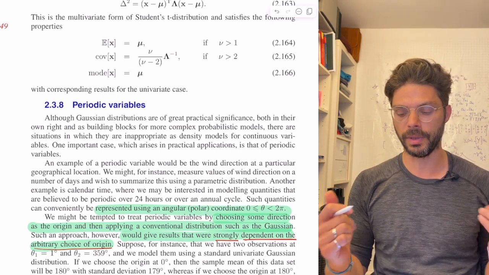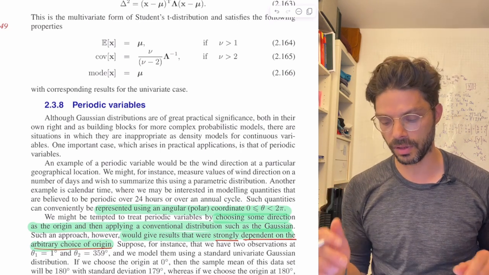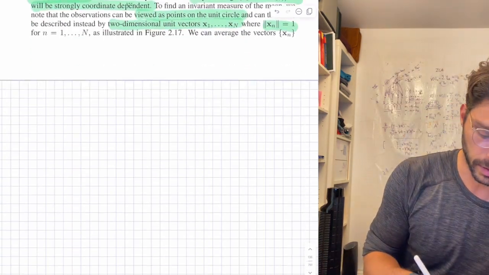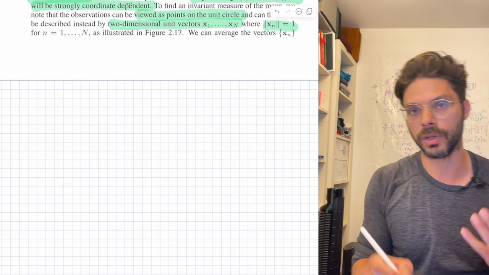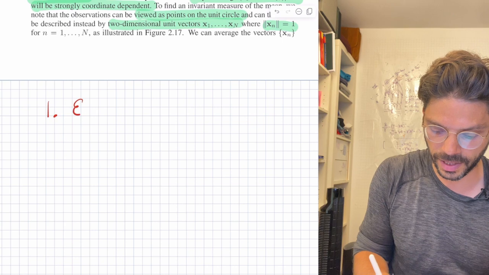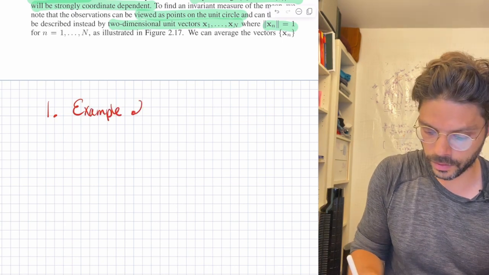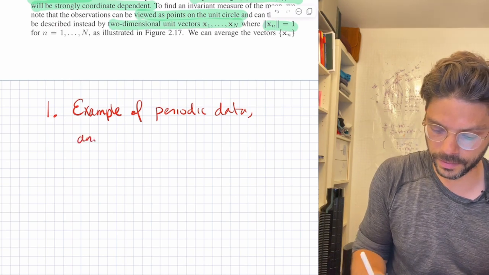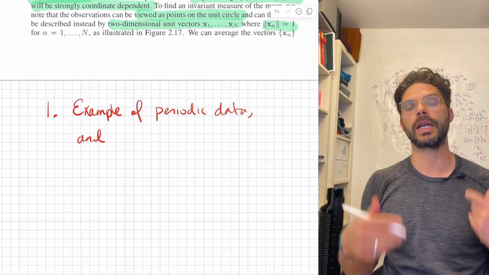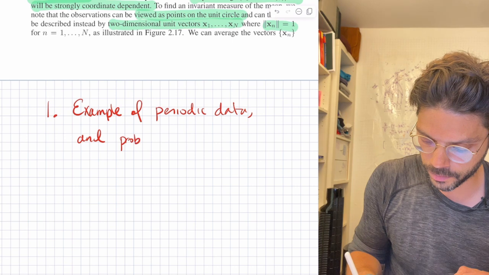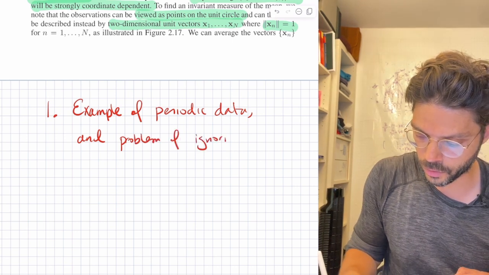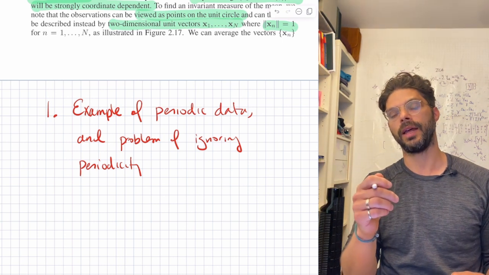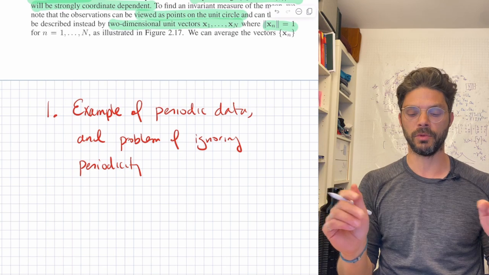Okay, so now the section is a little bit long, but the ideas are quite simple. I thought it would be useful to first outline what we're going to be discussing. First, there's going to be an example of periodic data, and a problem that will arise if you treat it without acknowledging the periodicity: ignoring the fact that an angle of 1 degree is quite close to an angle of 359 degrees, even though the numbers seem quite different.